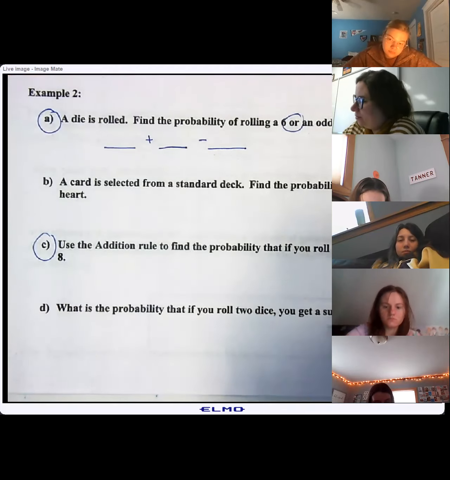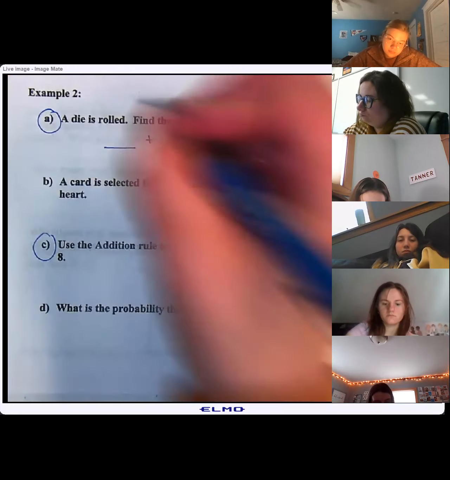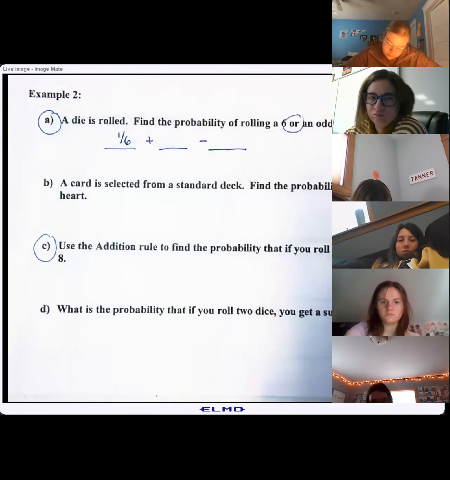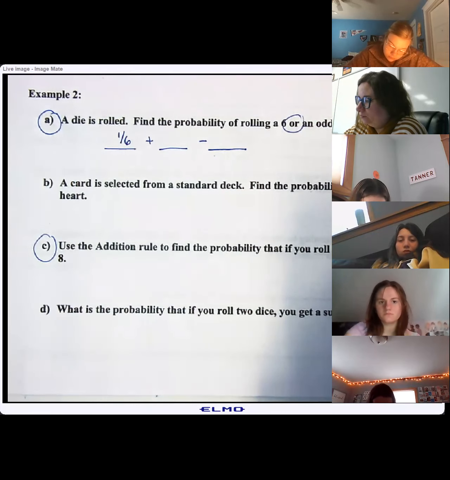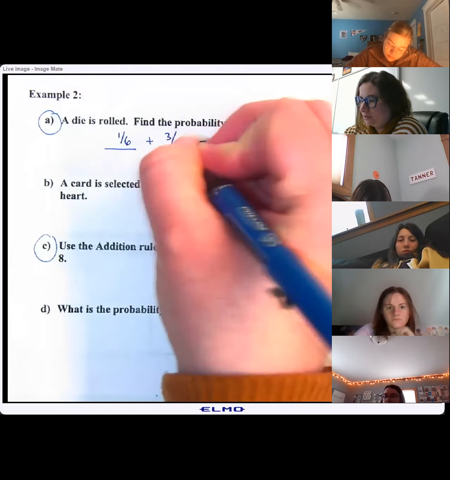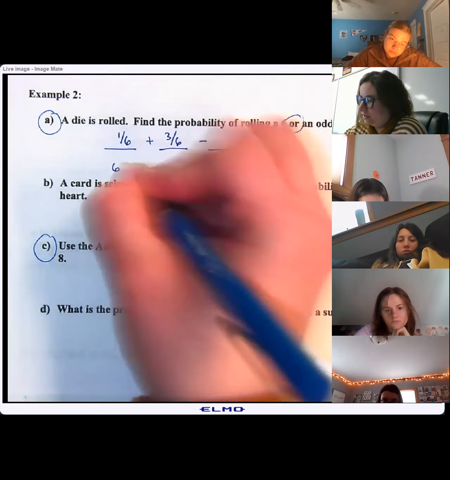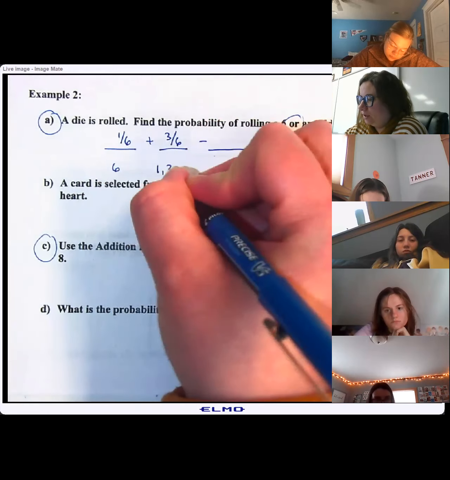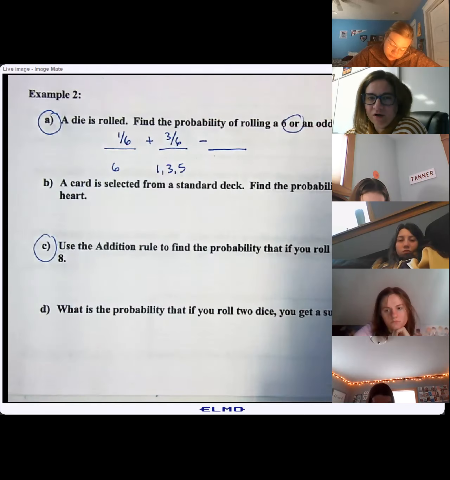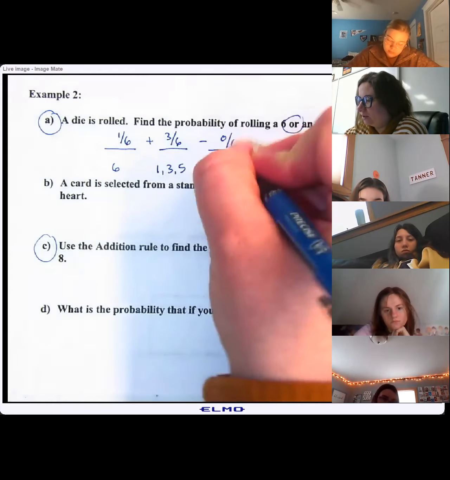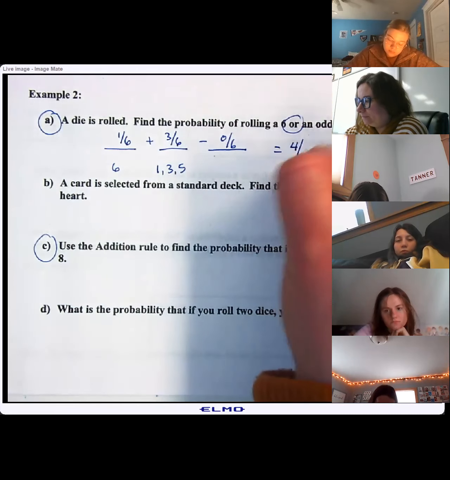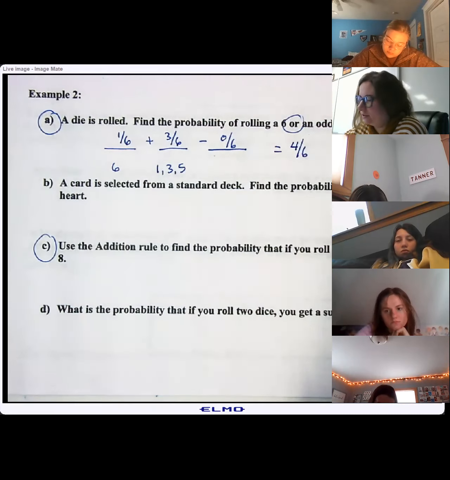Okay, so the probability of rolling a 6 is 1 out of 6. And the probability of rolling an odd number is, let's see, there are 3 odd numbers, right? 3 out of 6. So down here, I'm going to say, well, this was a 6. These are odd numbers, so that's a 1, a 3, and a 5. Do we have any overlap there? Are there any odd numbers that are also a 6? No, so we're going to subtract nothing. That gives you 4 out of 6.